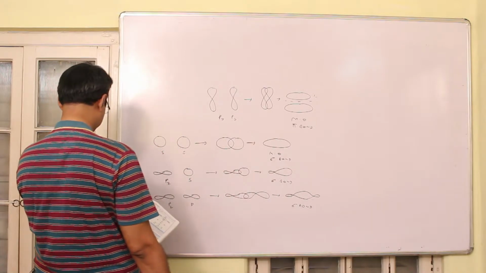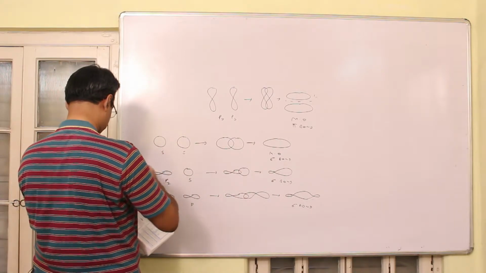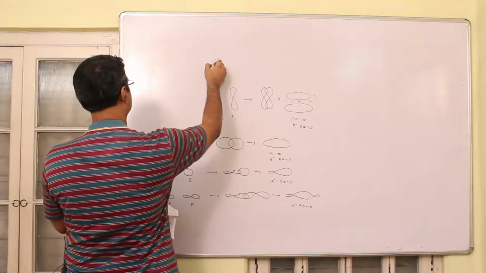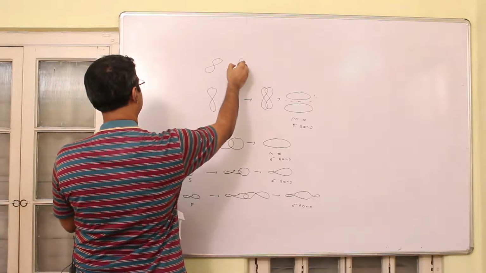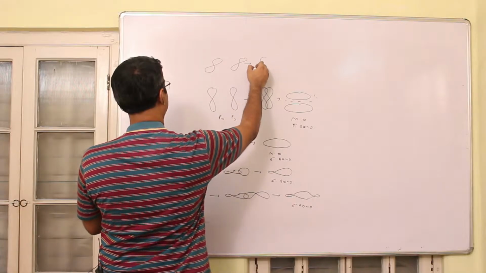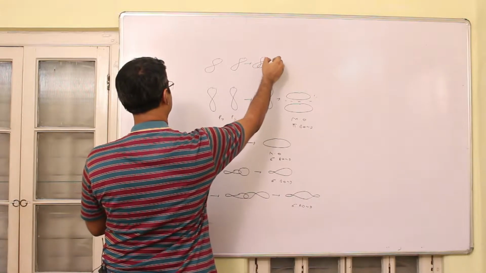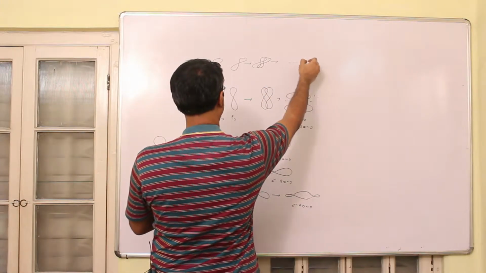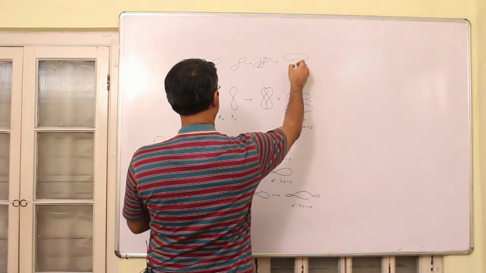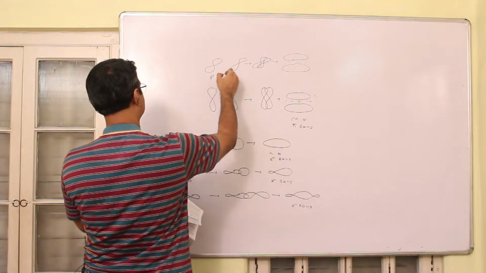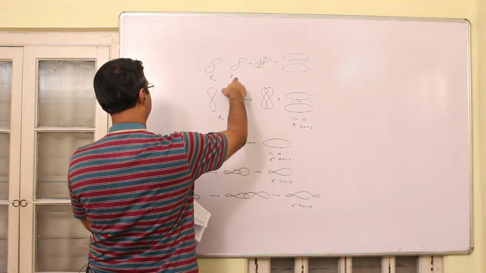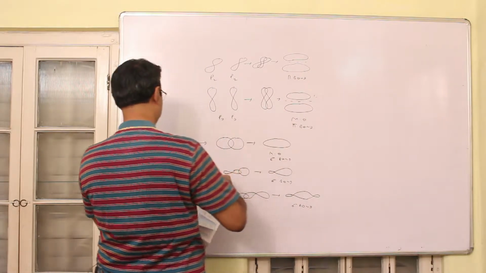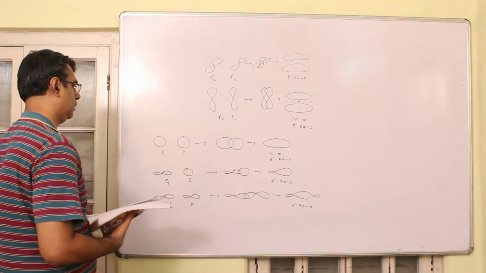Similarly, if you have pz, then also they can participate in a pi bond. So the diagram will be somewhat similar to this. So pz can also overlap laterally to form a pi bond. So this is also an example of a pi bond. So when two p orbitals overlap laterally, you will get a pi bond.